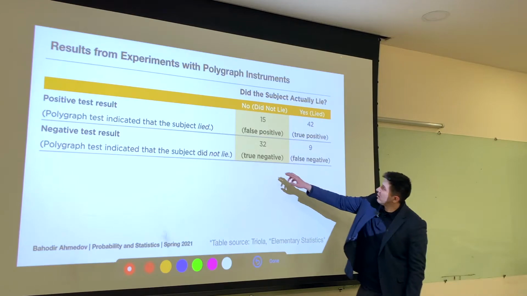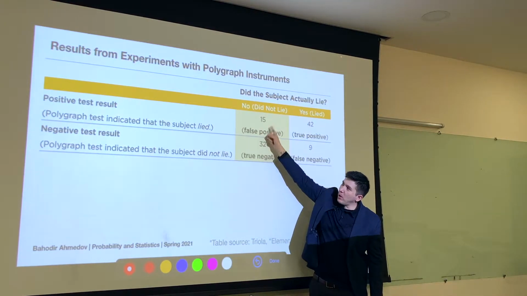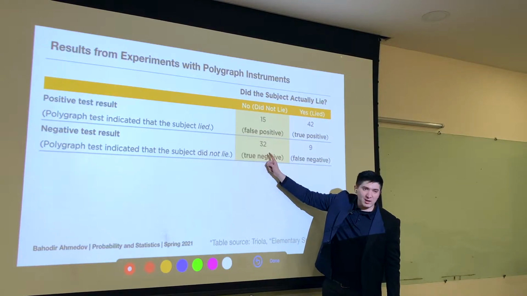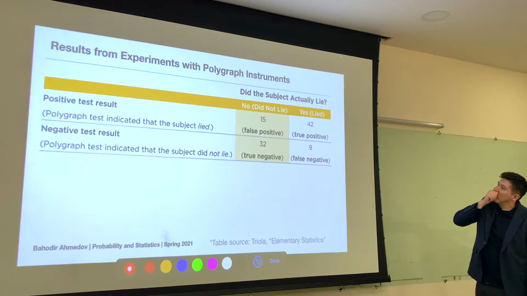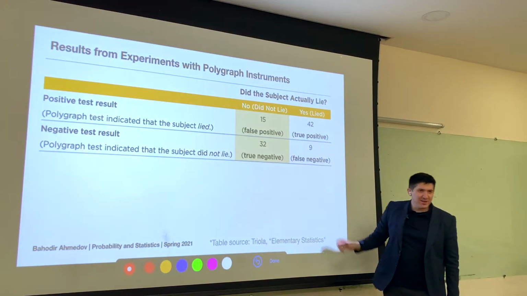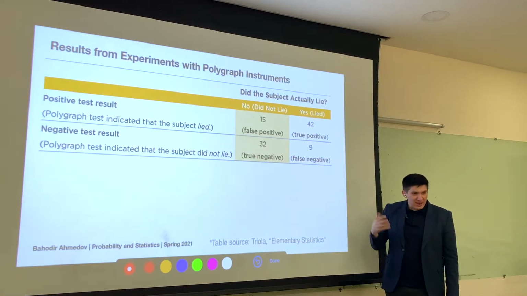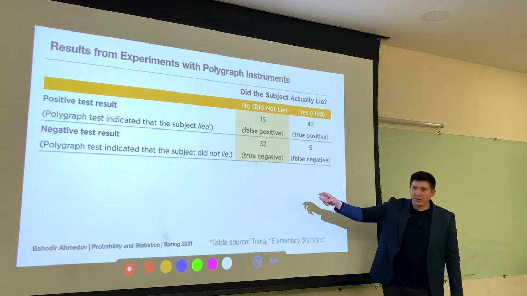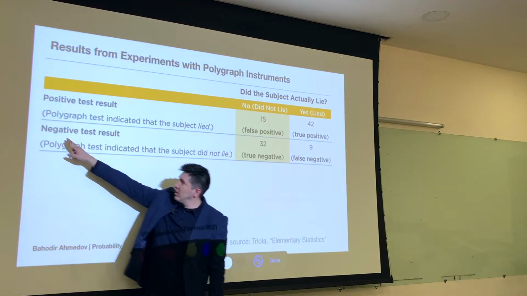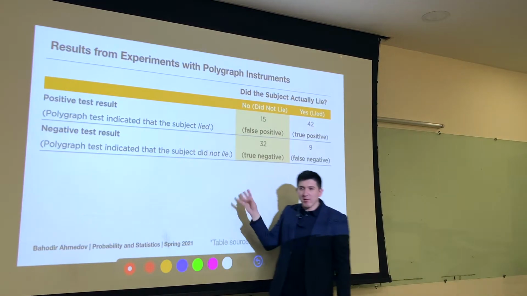So Alisher did not lie, but the polygraph result negatively. Negatively means, oh, he lied, sorry. So Alisher lied, he actually lied, but the instrument tells me that he didn't lie. So negative means the instrument tells that he didn't lie. Okay, this is an error, right?